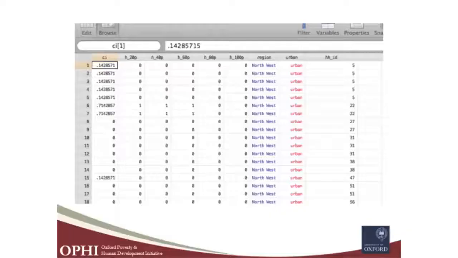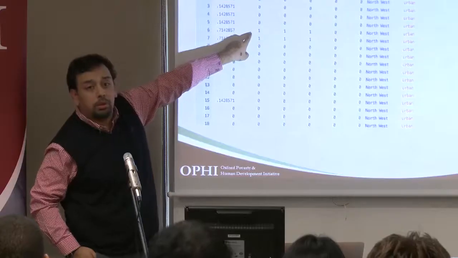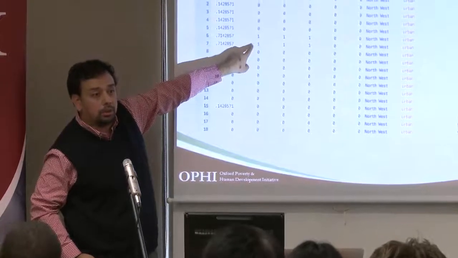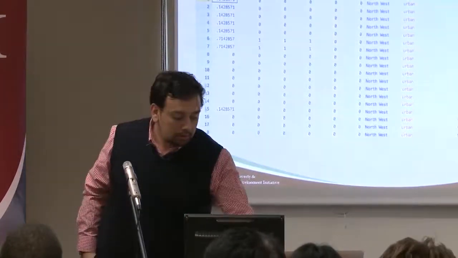In Stata, it's like this. You did it exactly the same. And if you see your own data, you will get the same kind of figures. You will have your cutoff, and you will have, for instance, at 20%, none of them is poor. But he's poor. Questions?